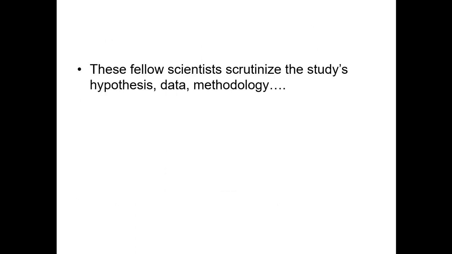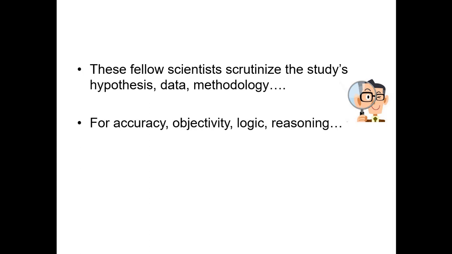These peers will then scrutinize the study as thoroughly as they can, looking at their data, how consistent their data is, how sound their methodology is, if there's any bias in their studies, looking for errors, corrections, accuracy, objectivity, reasoning. So they all compile their notes, provide comments on the paper, and then they send those comments back to the journal.